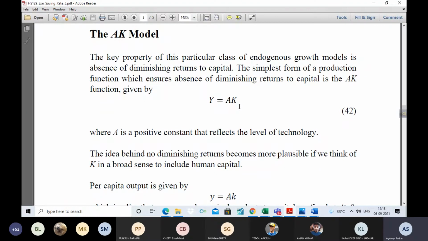Average and marginal products of capital are also constants. What is the average product of capital? It is total output divided by capital, which is A. And the marginal product of capital is the partial derivative of output with respect to total capital, which is also A. So both average and marginal products of capital are constant at the level A, which is positive.